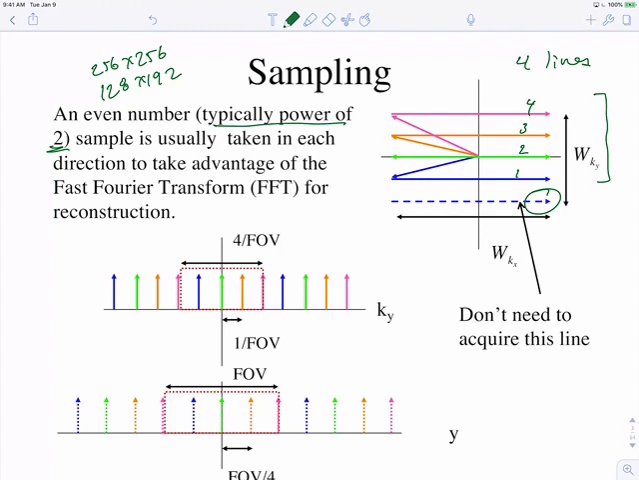But also, even if you wanted all of Fourier space, it turns out that this line, given the resolution, is sort of redundant. The information in this line is actually already captured in this line. And so that's the explanation.